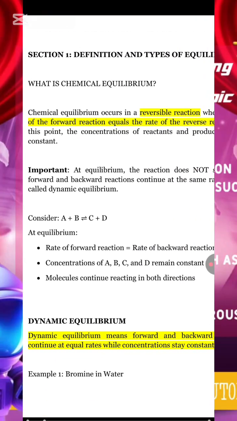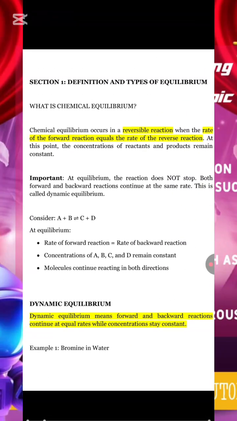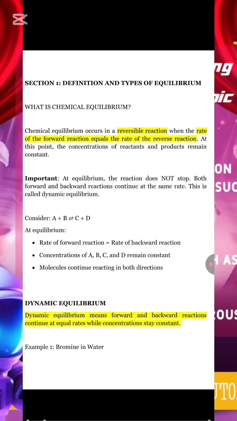Now, getting back to the definition: chemical equilibrium occurs in a reversible reaction. That is, the type of reaction where the reactants form the products and the products also form the reactants. But this reversible reaction will only be at equilibrium when the rate of the forward reaction equals the rate of the backward reaction.